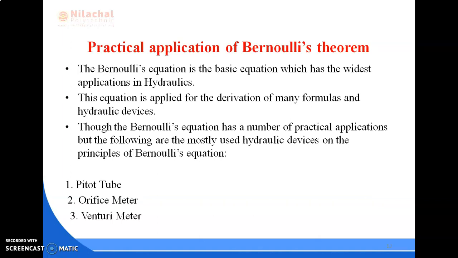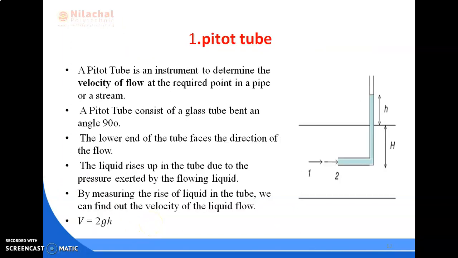But if we talk about practical application, this is the major thing, also very much important: the practical applications of Bernoulli's equation, like the pitot tube, orifice meter, and Venturimeter. So, let us discuss them one by one. First is the pitot tube.